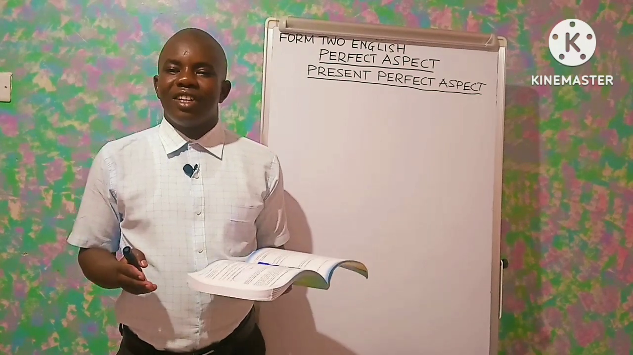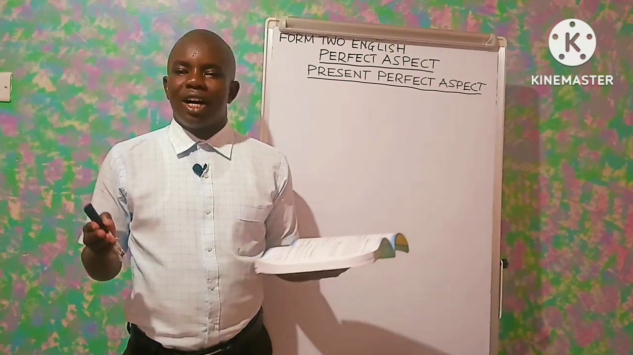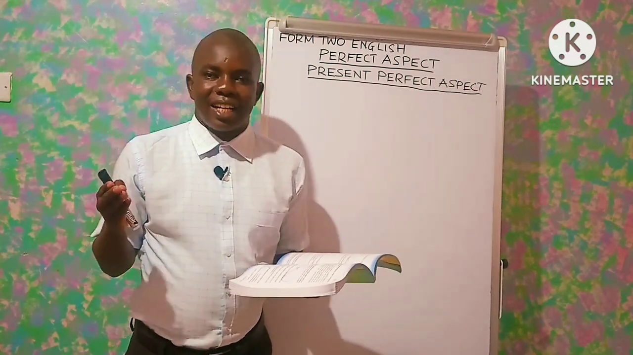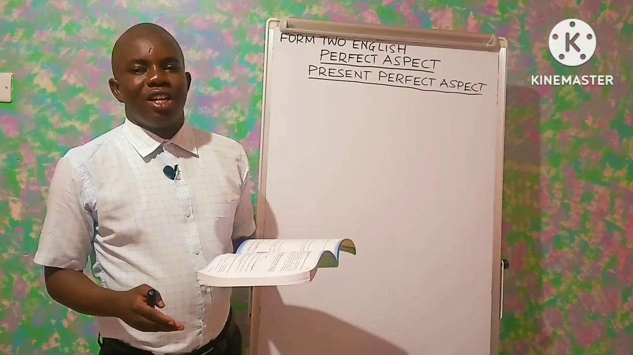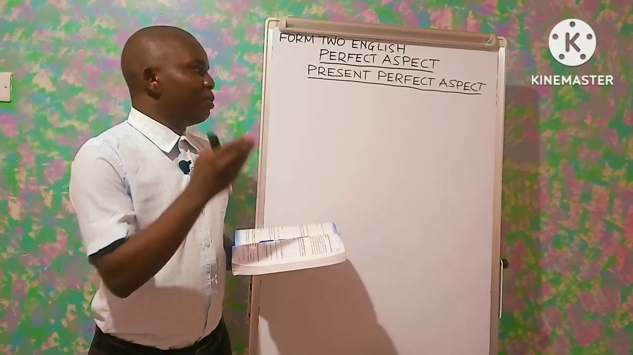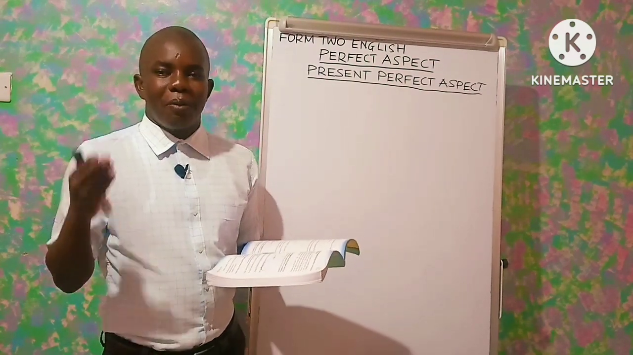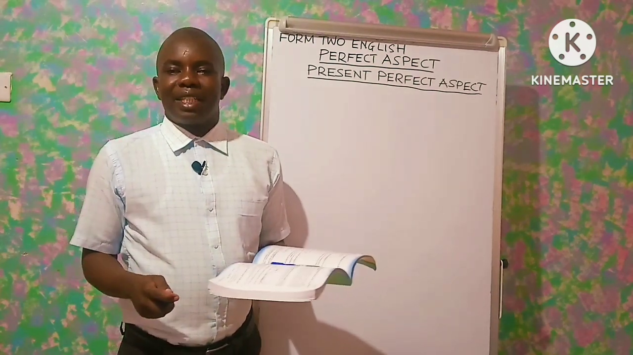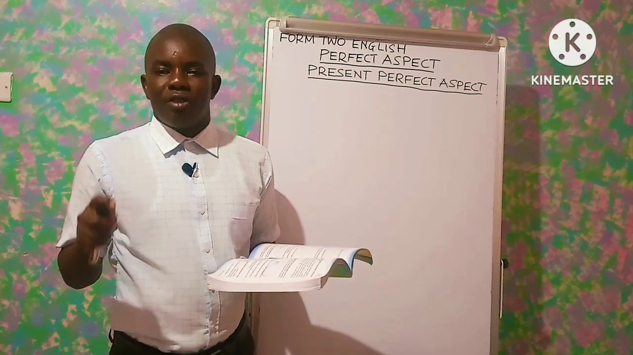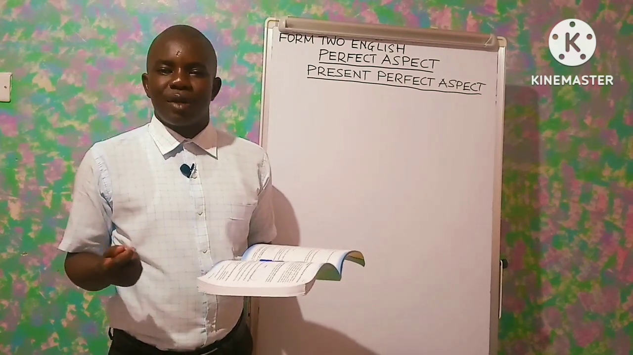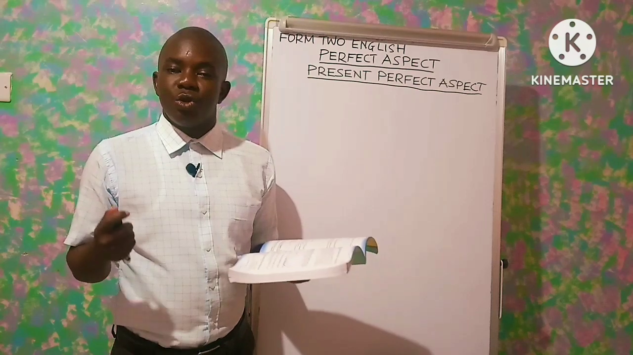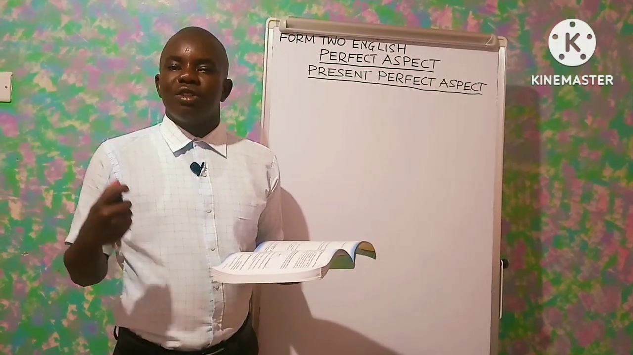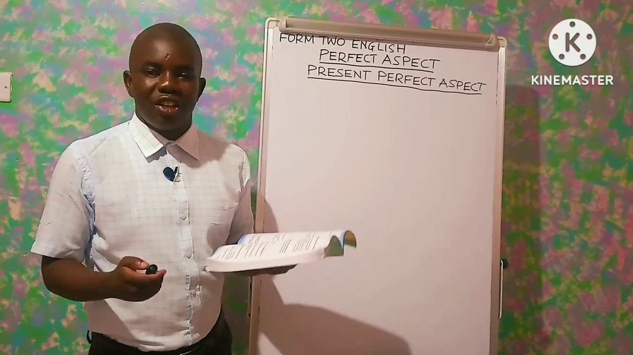In this video, I will be taking you through a grammatical concept, perfect aspect. And we will begin with present perfect aspect. Perfect aspect is also referred to as completing aspect. In many cases, it is used to show that an action or state has been completed.